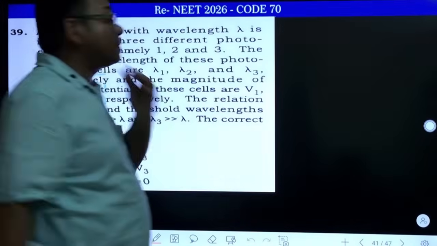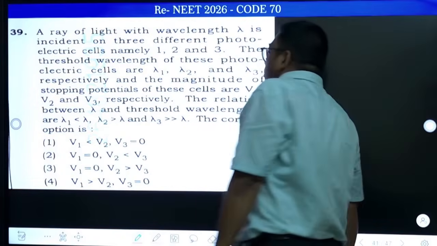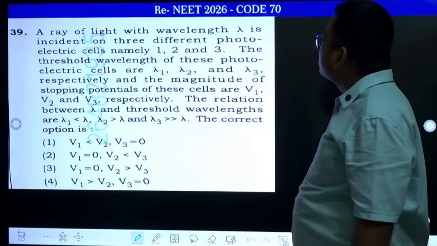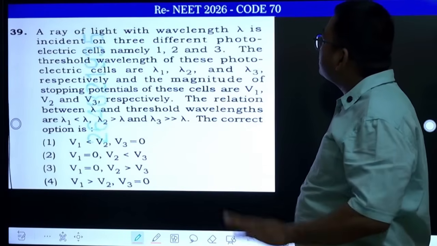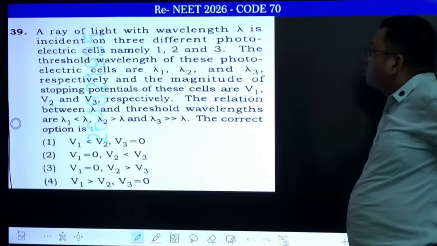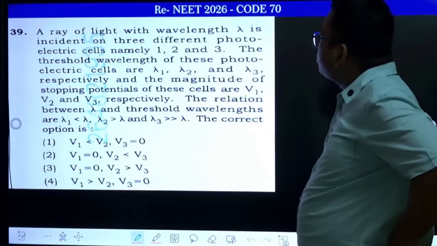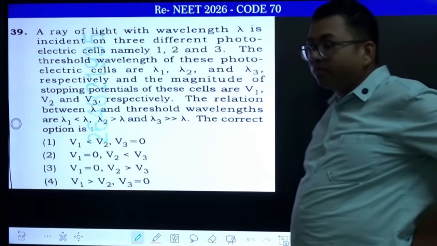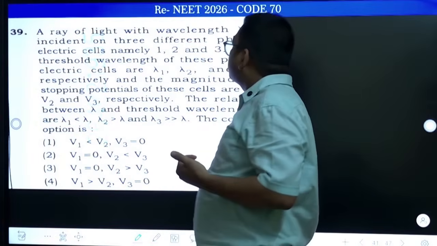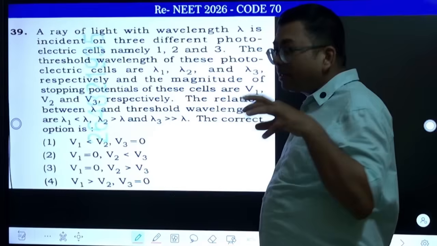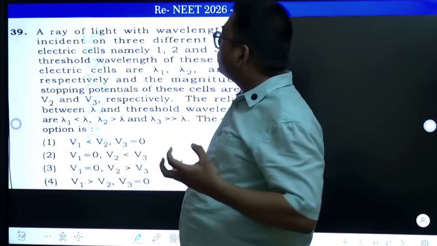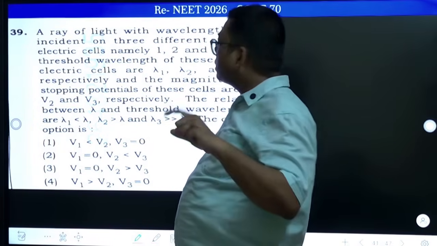Big question it is. Three different photocells, 1, 2, 3. What does threshold wavelength mean? It is a photocell, right? That means light is falling on it and it is producing current, right? So these photocells will work. It is not like an LED.